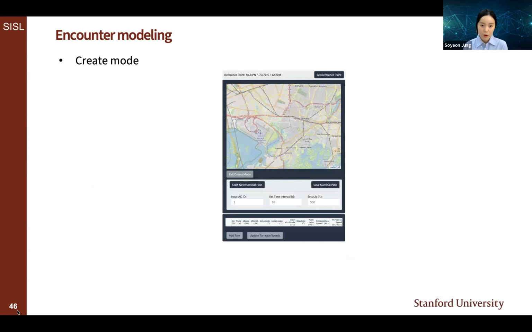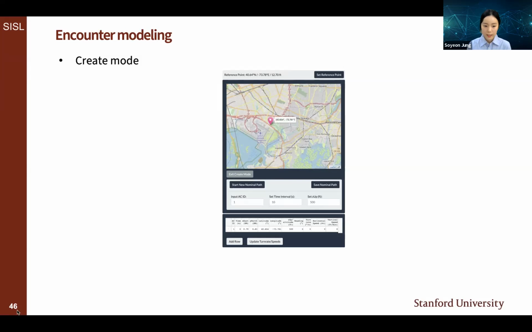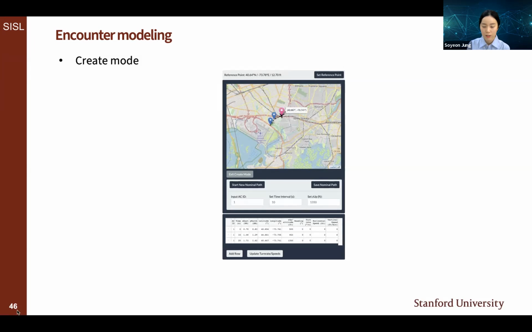So in the create mode, we can generate a nominal trajectory by setting the time intervals and altitude values and clicking a series of waypoints on the map. We can also drag the tooltips to fine-tune the trajectory. You can see that the position values of each waypoint are updated in the table.